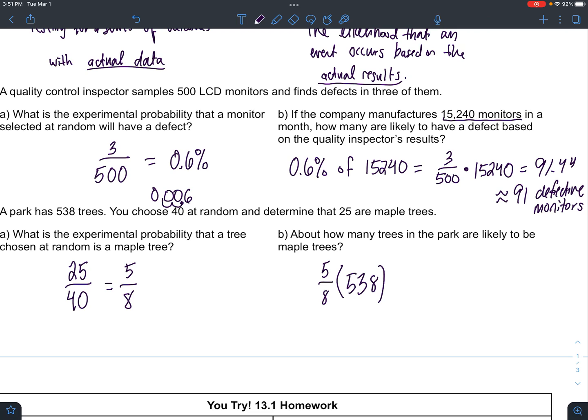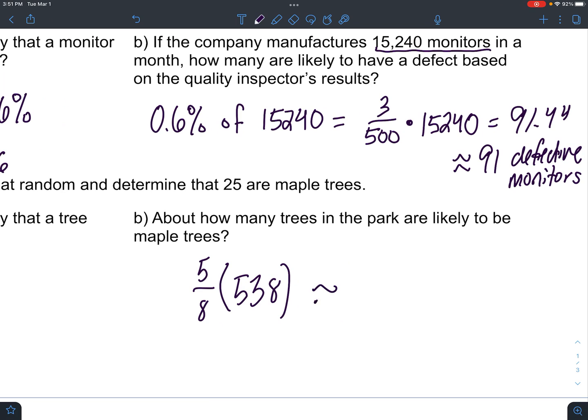So we're banking on the fact that our sample was representative, and it really represents the whole park. It has a good mix of trees. It's not just all these certain trees in the corner, right? So we're banking on the fact that all the trees in the whole park look similar to what was in our sample. And that was 5/8 of all the trees are maple. So this is approximately about 336 maple trees. Now, does that mean there are exactly that many trees?